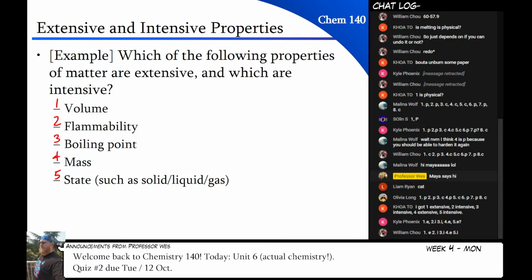All right, let's go over these. So again, our rubric is, if I give you more of it, does the property change? So first, let's look at volume. If I give you more stuff, its volume must increase too, right? So volume must be extensive.